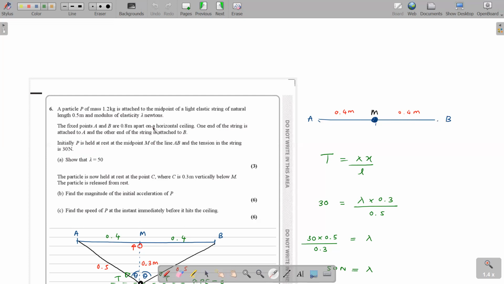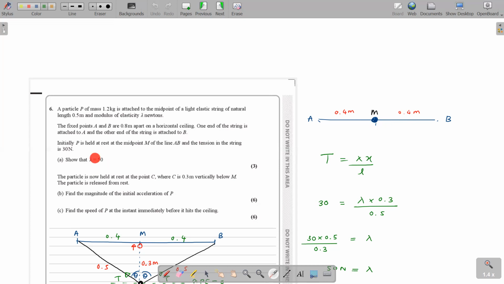Initially, P is held at rest at the midpoint M. So P is your particle with mass 1.2 kilograms. It's held at the midpoint of the line AB, and the tension in the string is 30 Newtons. Show that lambda equals 50. So how do we do this one? Initially, P is held at rest at the midpoint of the line AB, and the tension in the string is 30 Newtons. Show that lambda is 50.